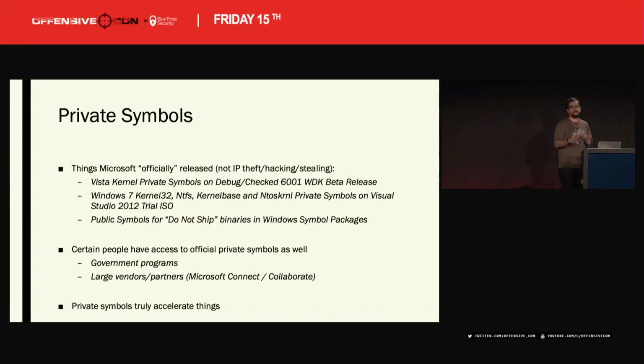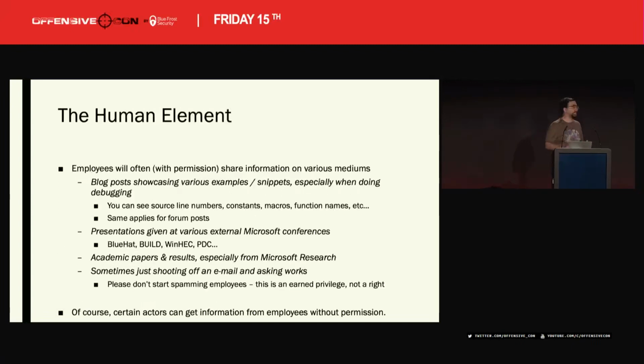And then sometimes public symbols for components that don't have any symbols make it into Windows symbol packages, which they don't produce anymore because of that. Now, of course, if you work for the government, or for certain large vendors, there are people in the community at various companies who get private symbols no matter what. And yes, private symbols really accelerate things. When I was working on the Windows Internals 6th edition book, which covered Windows 7, of course, I used the private symbols for the Windows 7 kernel. It made it so much easier to understand what the code was doing, especially for writing a book that helps people around that, right? So sometimes the symbols make it out.